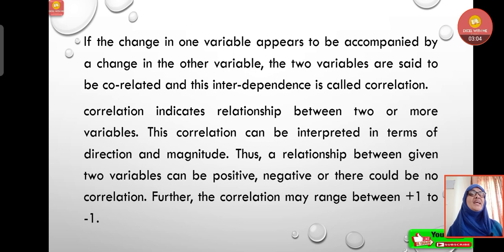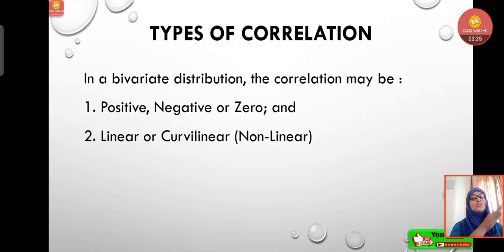Now correlation indicates relationship between two or more variables. This correlation can be interpreted in terms of direction and magnitude. Thus a relationship between given two variables can be positive, negative, or there could be no correlation. Further, the correlation may range between +1 to -1. Sometimes there will be a relation, sometimes no relation, maybe sometimes positive, sometimes negative. Three situations can arise when we do the analysis.